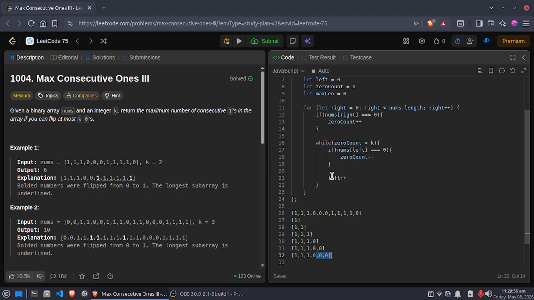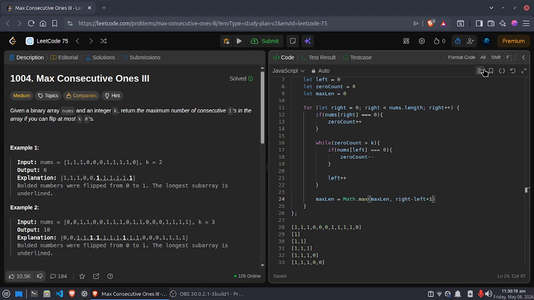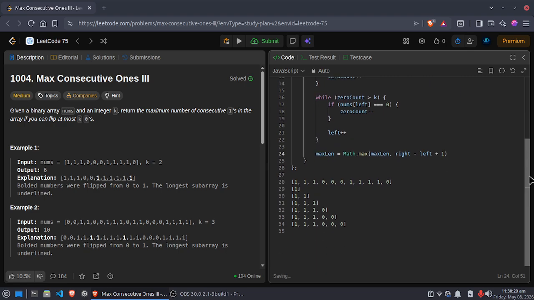So zero count minus minus and left plus plus every time, means I just reach here. And after that calculate the maximum length is equal to Math.max of maximum length and right minus left plus 1. Why do I write here right minus left plus 1? See, right is 0, left is 0, maximum length is, oh sorry, 1.